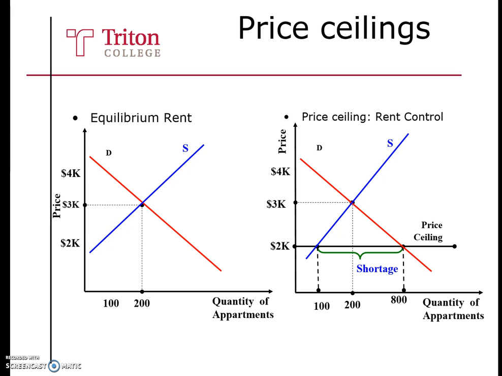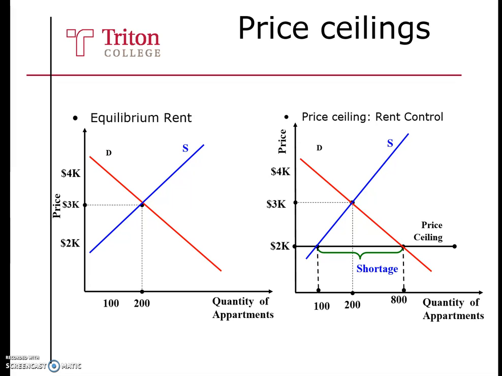enforce a price ceiling. On the right-hand side of the graph, you will see that the government will enlist a price ceiling of $2,000. When this happens, quantity supplied would decrease while quantity demanded increases. Lower prices will attract consumers, while lower prices will decrease the incentives for suppliers.